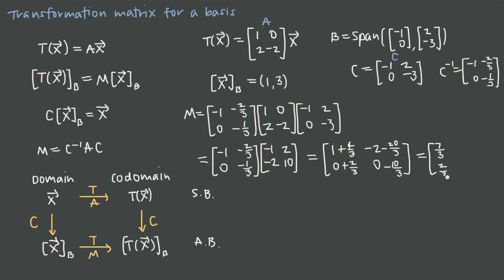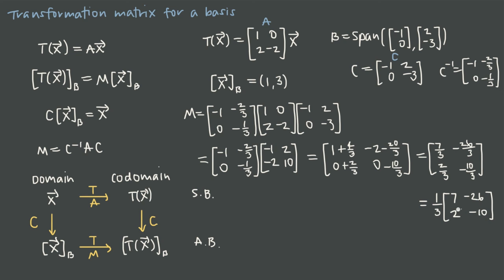Here we have 2/3. Here we have -10/3. And then -2 is the same as -6/3. So we get -26/3. We could also, if we wanted to, rewrite this, pull out the 1/3, and then we would just get 7, -26, 2, and -10. And we could write the matrix M that way as well.